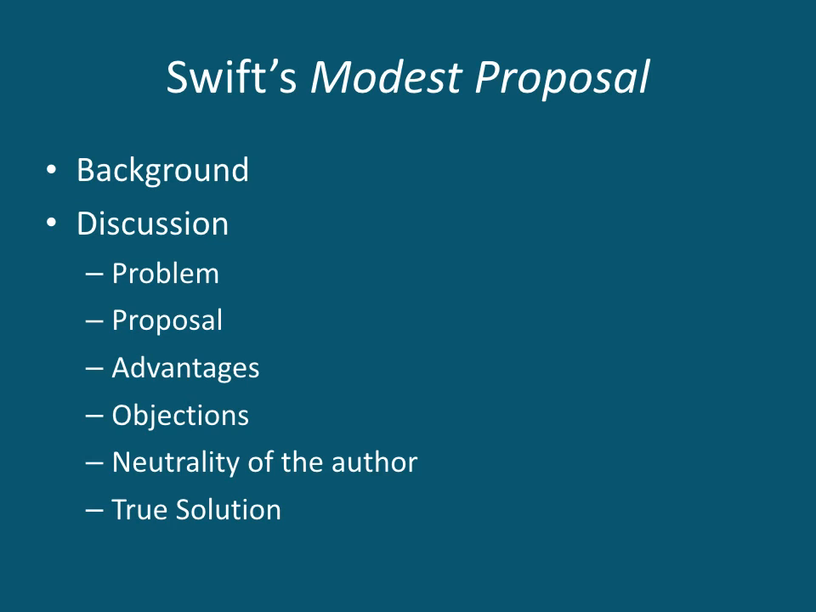So use that basic guideline for writing your own satire, and use these steps, these bullet points, when you're reading I Want a Wife, and try to answer those same questions. What was the problem? What's the proposal? What are the advantages to the proposal? What are the objections to the proposal? Is the author being neutral? And what was the true solution to the problem?